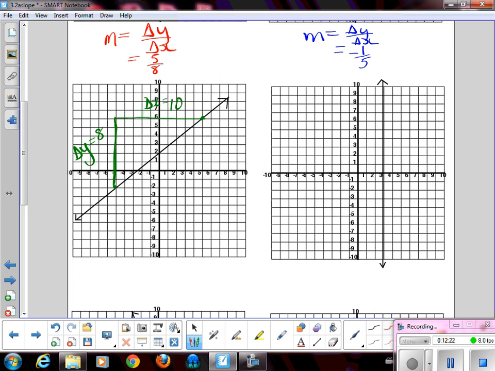And what we do, again, our slope is delta y over delta x. So we end up with that being 8 over 10. Now, this isn't in lowest terms because 2 goes into both 8 and 10, so that's going to then equal 4/5.